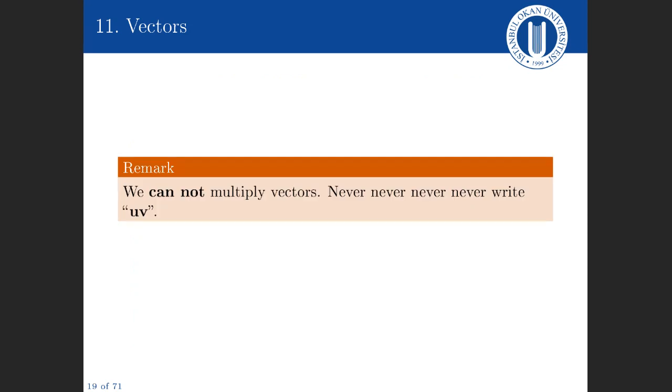Something that we can't do is we can't multiply two vectors together. So we must never, never write uv. It doesn't mean anything. We can't do this. This notation would be meaningless.